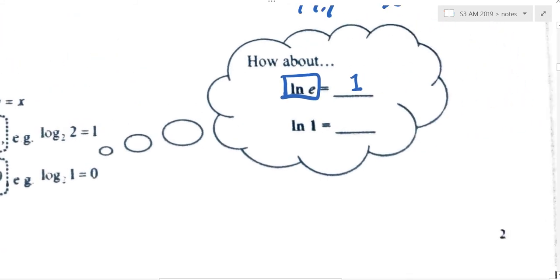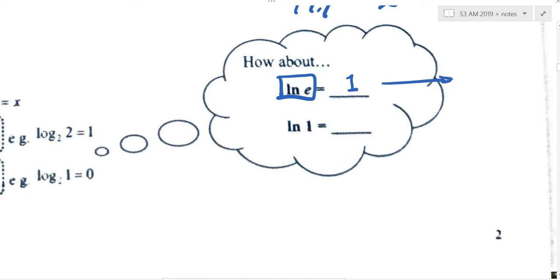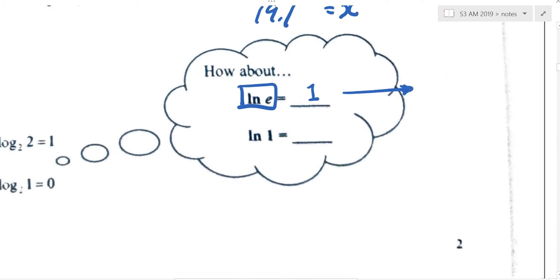Can you rewrite this a little bit? I want you, everyone, to change this ln e to log base something. Can you help me? Log base e, right? Can you write this down? Log base e is equals to 1.